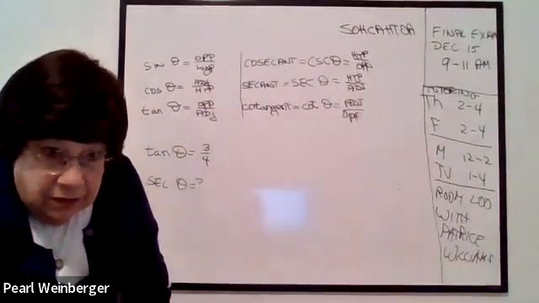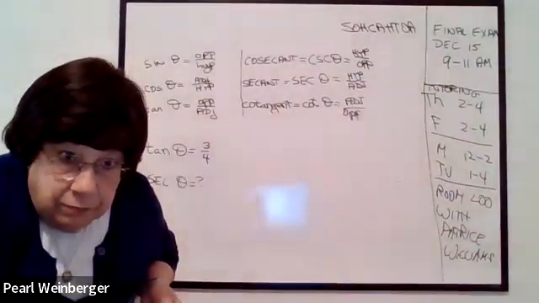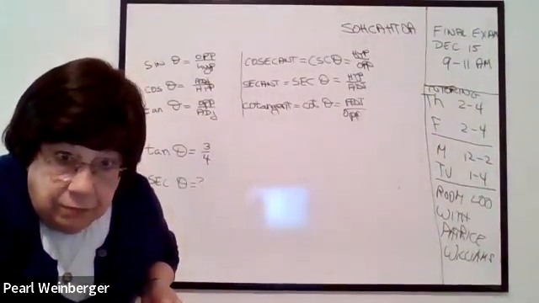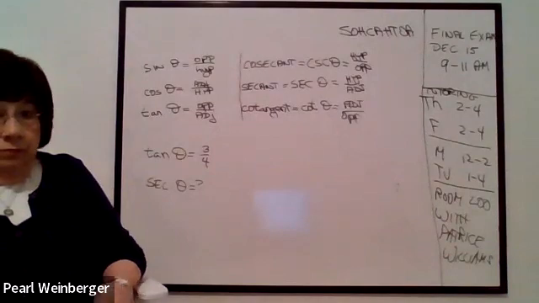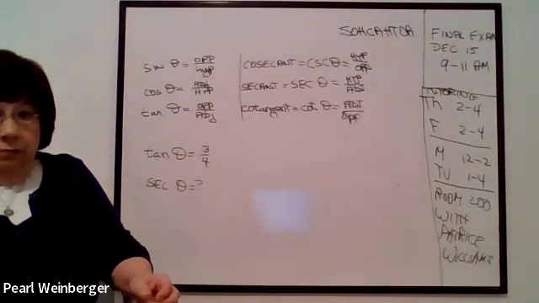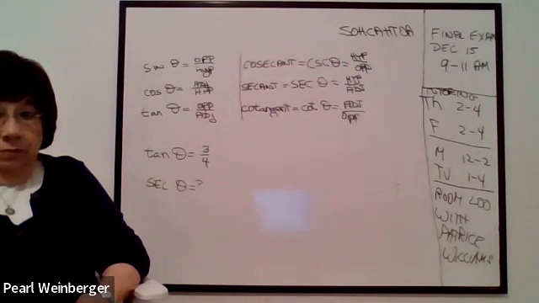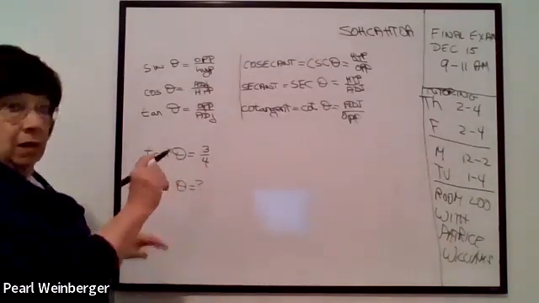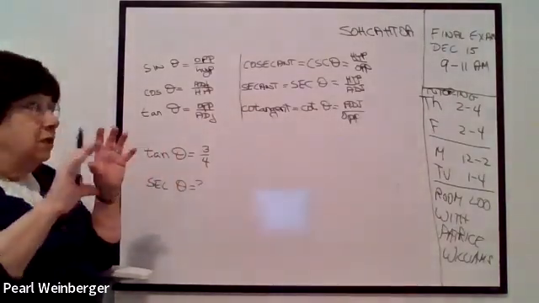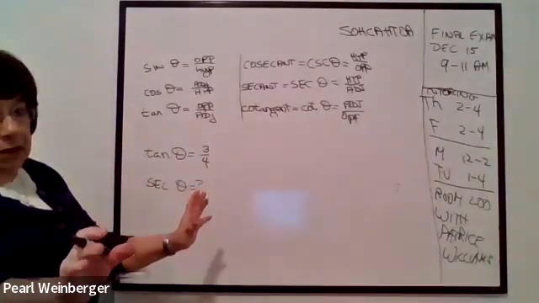Anybody have an answer? Okay, I think we should do it together. Okay, again, as soon as I see sine, cosine, tangent, cotangent, anything like that, I know I've got to make a right triangle.